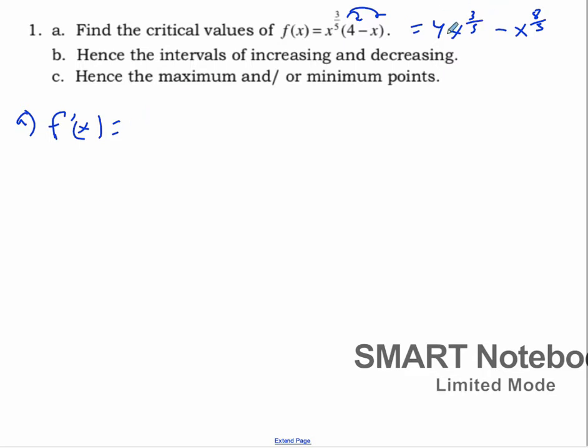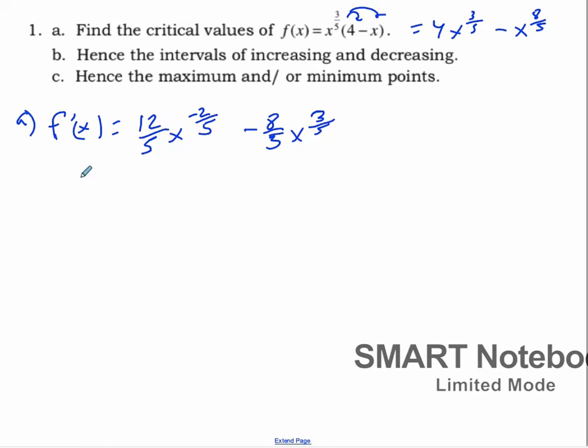is, you're going to have 4 times 3/5, so you're going to have 12/5 x to the power of, reduce the exponent by 1, we get negative 2/5. Okay, and this part here, we're going to have minus 8/5 x to the power of... sorry, that's not 8/3, that's 8/5. So this is going to be 3/5 when I subtract by 1.